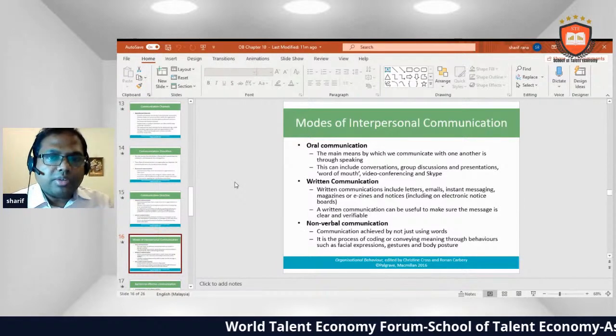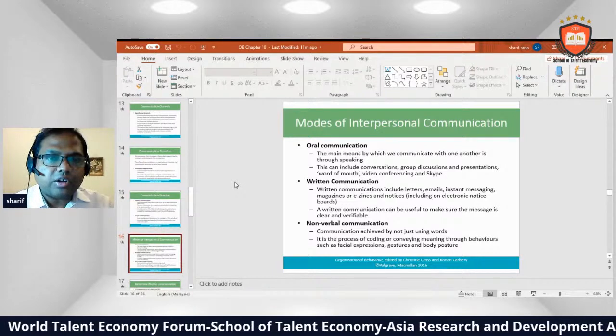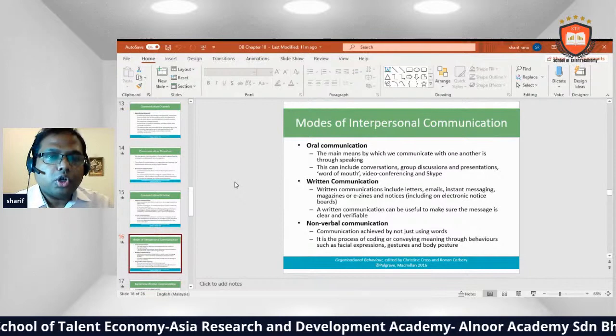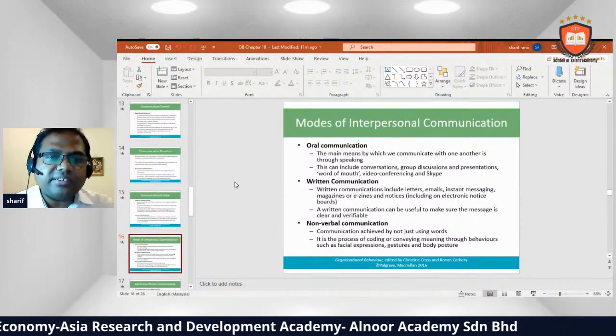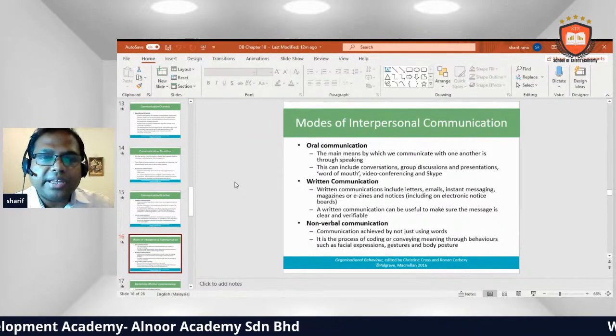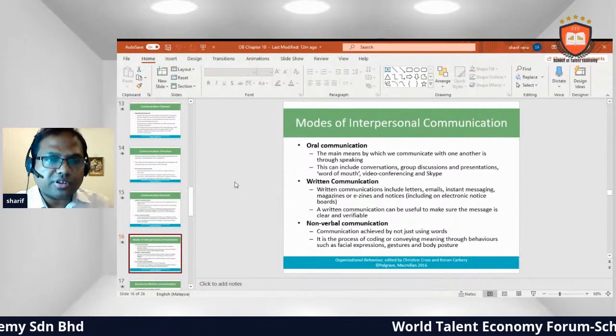Written communication includes letters, email, instant messaging, messages, and notices. A written communication can be useful to make sure the message is clear and verifiable. Non-verbal communication is communication achieved by not just using words. It is the process of coding or conveying meaning through behavior such as facial expressions, gestures, and body posture.